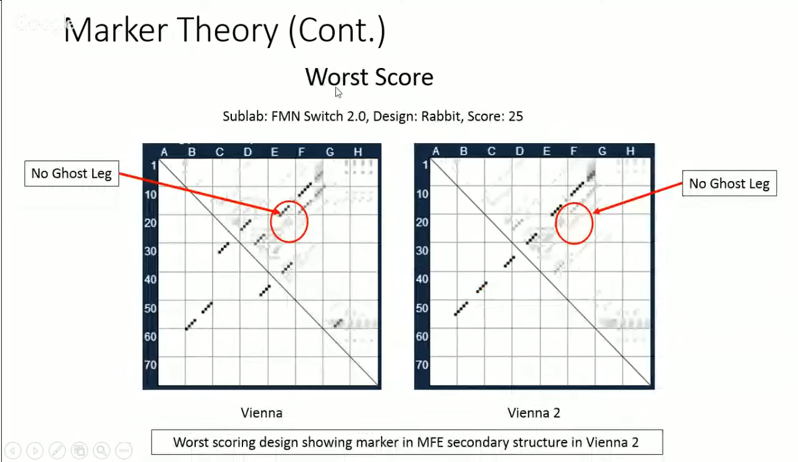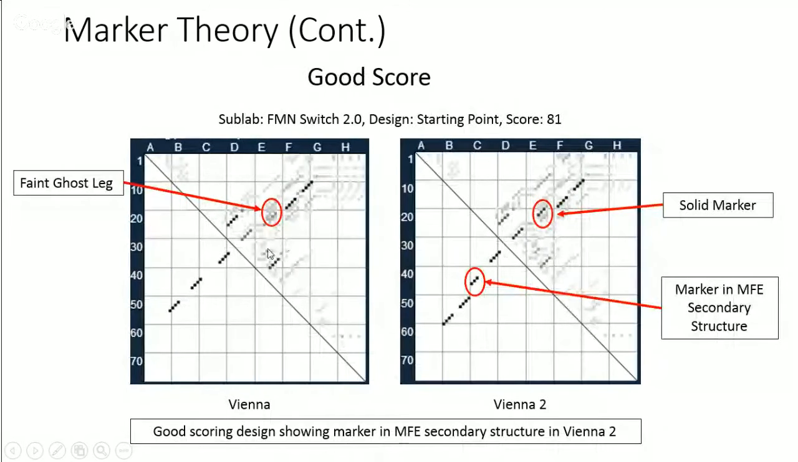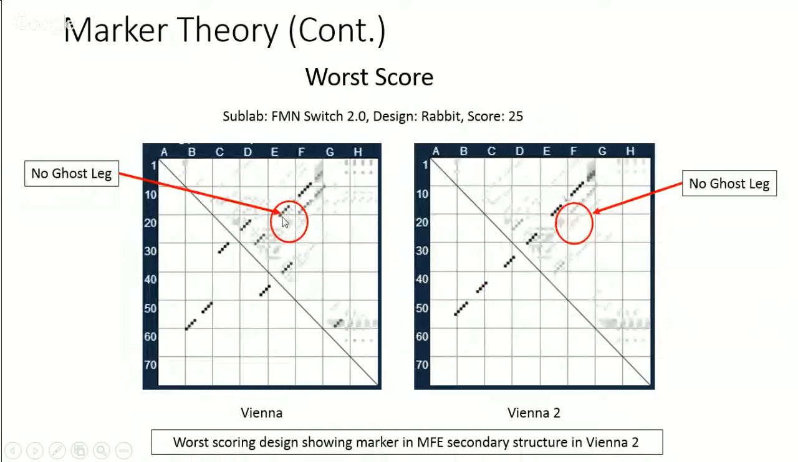Now the worst design from that sublab has no ghost leg and no smudge, all there is is noise. If you go back to the previous one, you can see all this noise everywhere, and this stuff here, if you analyze this, is going to get lost. And that noise is going to be found because it's an actual leg. It's a marker. Here all you have is noise, so you're not going to find anything. And once again, here with Vienna 2, there's nothing.